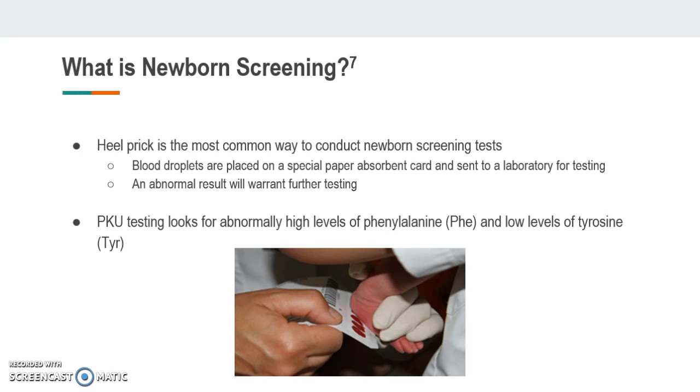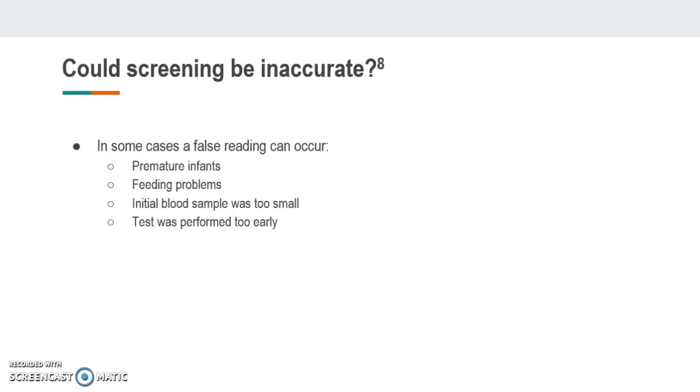When testing for PKU, abnormally high levels of Phe and abnormally low levels of tyrosine are indicative of PKU. The Phe-tyrosine ratio is also evaluated. Because it is federally mandated to screen for PKU in all the U.S., it is very rare that newborn screening will miss a PKU diagnosis.